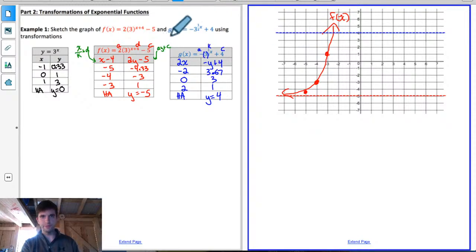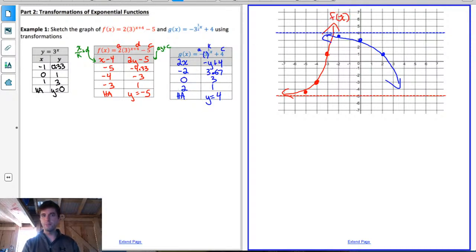And then we can plot our 3 points. So (-2, 3.67), that's right about here. (0, 3). And (2, 1). So this function looks something like this. Let me try and do that a bit better again. It looks something like that.